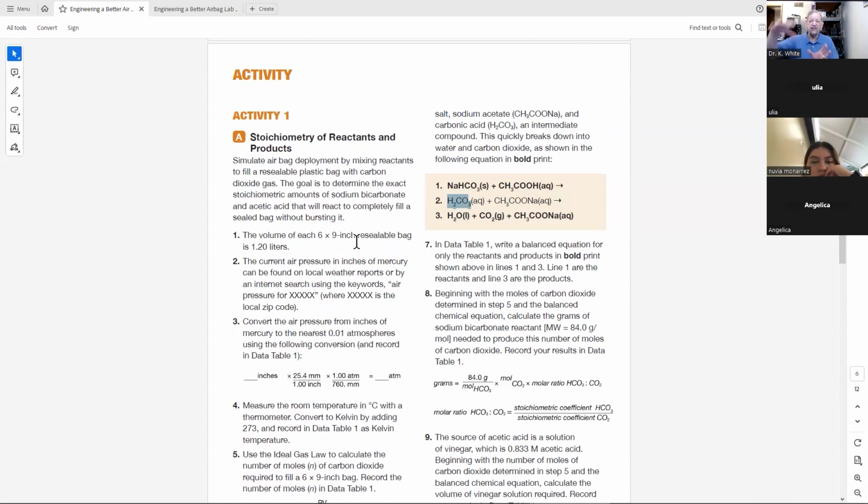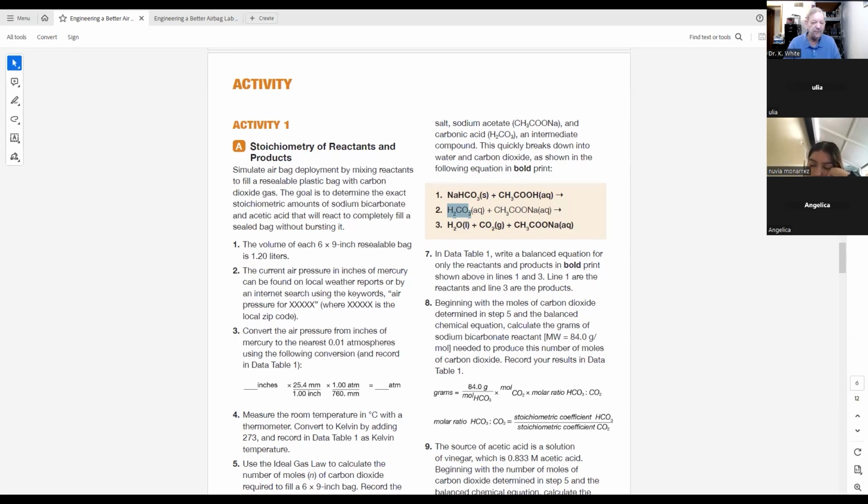Now, you're going to be using these, I don't have one right at hand, the 6 by 9 inch plastic Ziploc baggies they give you. The volume of that bag is 1.2 liters. Now, you're going to have to find out wherever you are, what is the atmospheric pressure? And how do you do that?